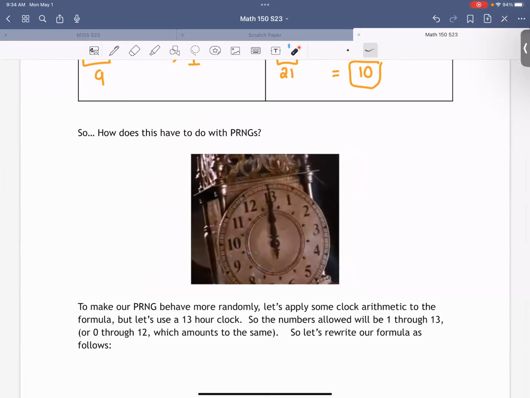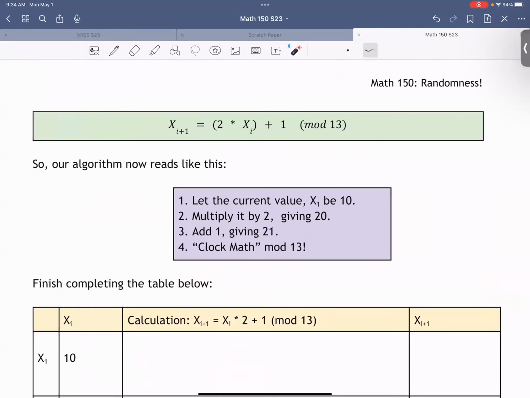But I digress. We're doing mod 13 for this example, which means the numbers that I want to generate are going to be between 0 through 12, right? Why don't we use the same number generator, multiply by 2 and add 1, but I'm going to add something else to it.